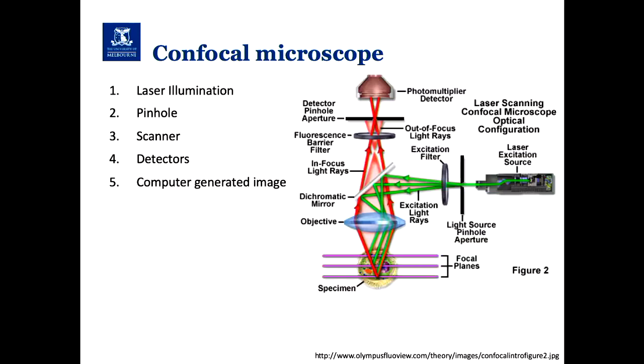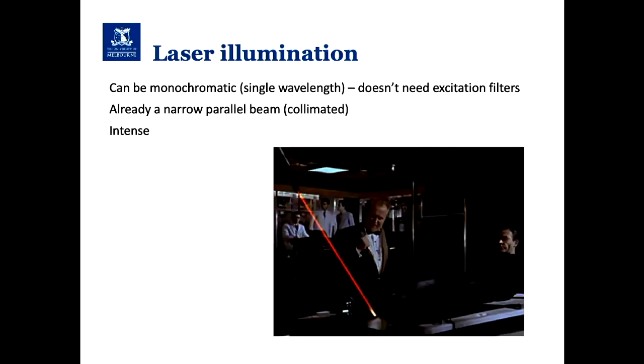We obviously have a detector to generate our image, but in this case, it's not a camera. It's a single-point detector, sometimes called a photomultiplier. And then finally, we're going to go through how the image is generated on a confocal, because it's slightly different. So first thing is laser illumination.